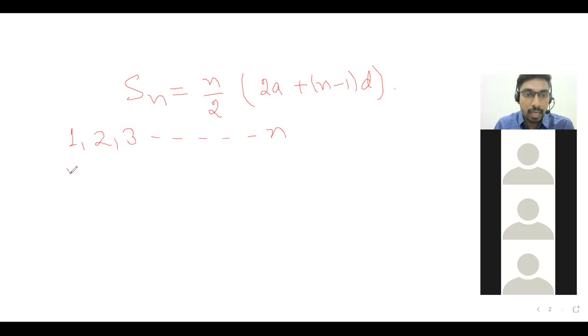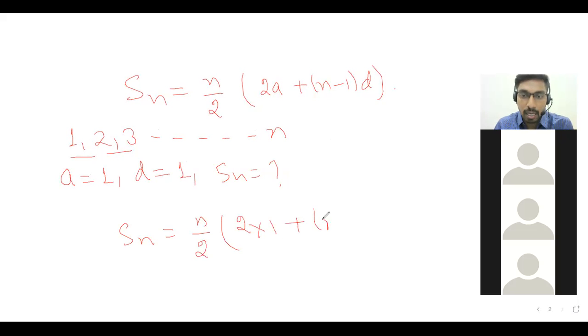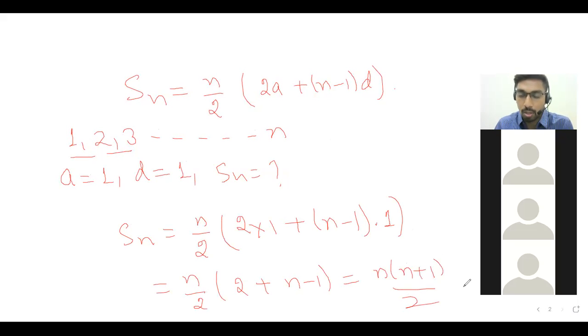So here a will be equal to 1. d, that means common difference, will also be 1. Fine. And you need to calculate Sn. So Sn equals n upon 2 into 2 into 1 plus n minus 1 into 1, that means d. Again, what you will get here: 2 plus n minus 1, that is equal to n into n plus 1 upon 2. So the sum of the first n natural numbers will be equal to n into n plus 1 upon 2.